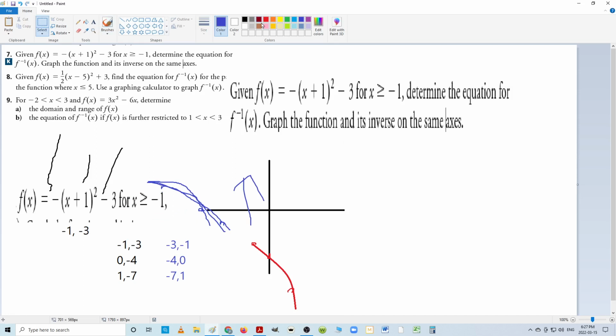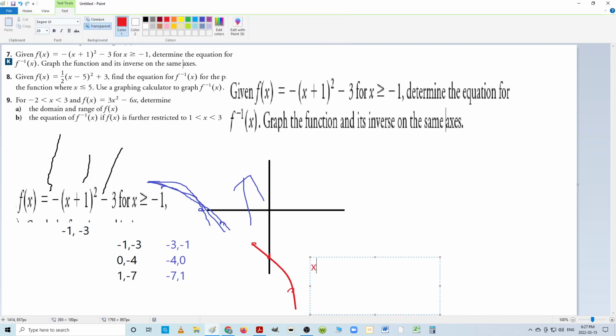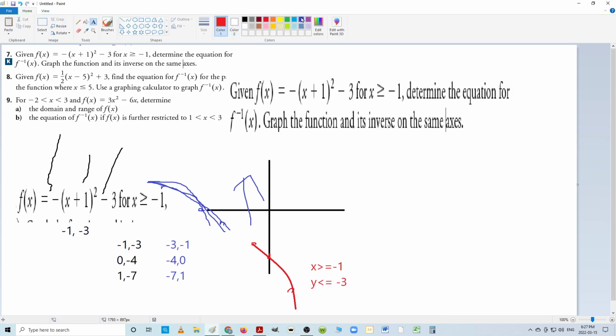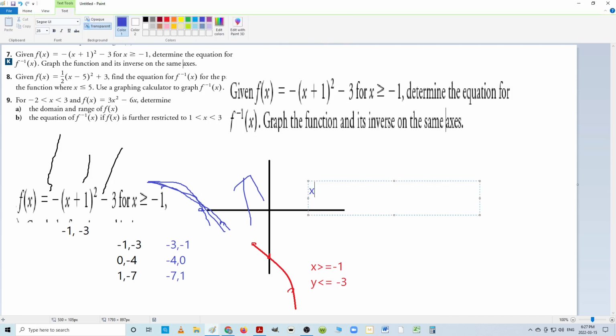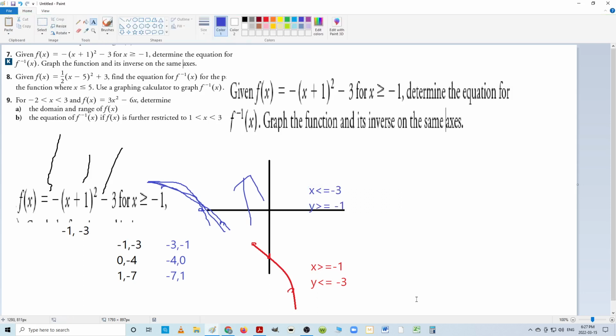The domain and range of this red one is already given. The domain is given as x is bigger or equal to minus 1. And when we look at the vertex, it's y is smaller or equal to minus 3, which means the purple domain of this will just be the reverse. X will be smaller or equal to minus 3, and y will be bigger or equal to minus 1. And graphing it, we can see that's true.